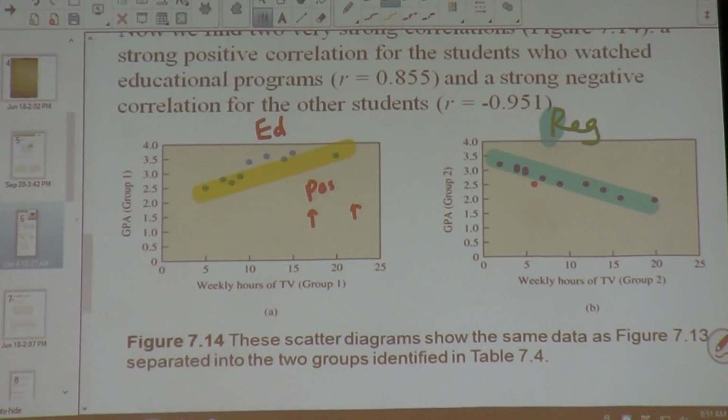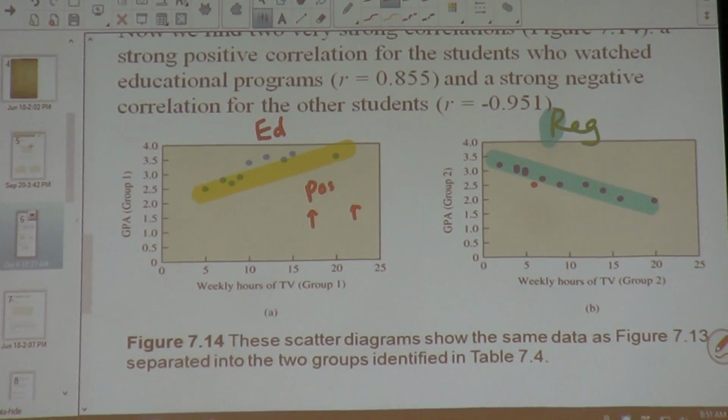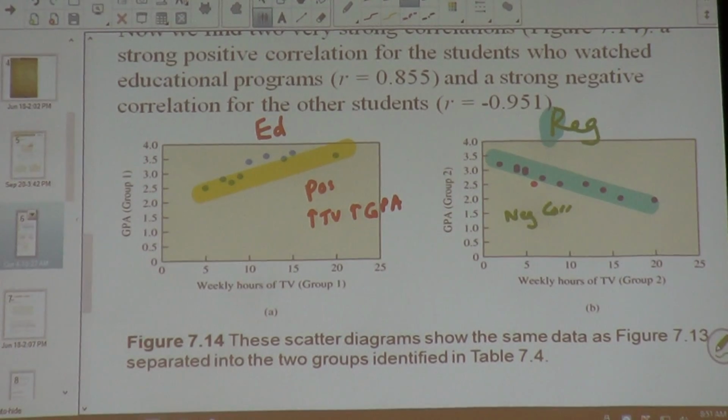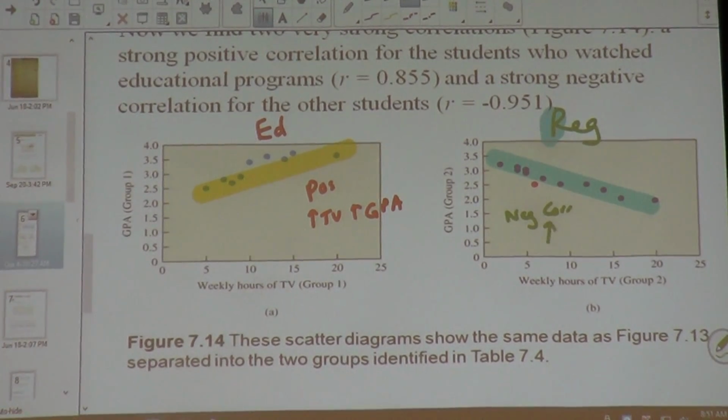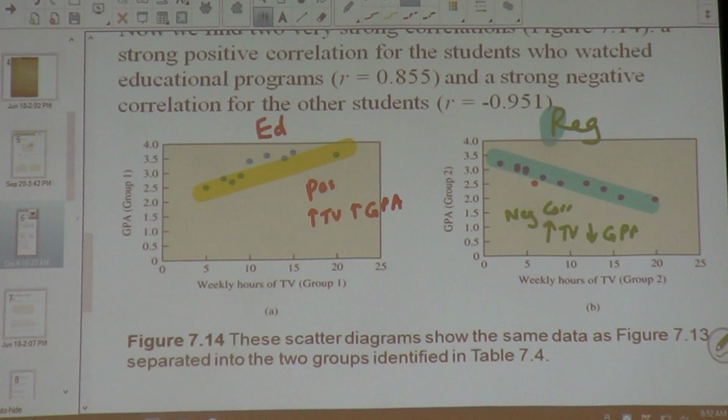So tell me what you're analyzing. What were you just saying, Ashley? The more you watch educational TV, the more smarter you are. Yes. The more educational TV you watch, the higher your GPA, because it's positive. Now, with the regular TV, that's a negative correlation. It's going downhill. So, as one goes up, the other goes down. So that means the more regular TV you watch, the lower your GPA. Make sense?